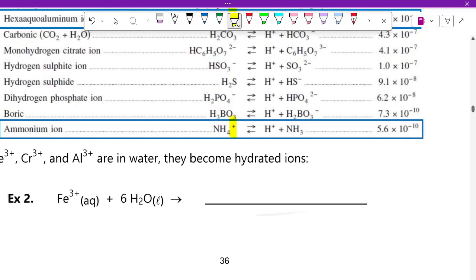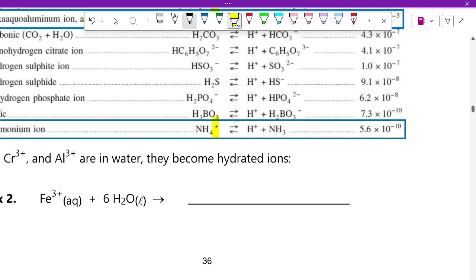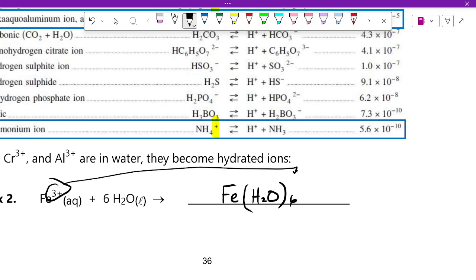So let's just practice writing the formula so it doesn't seem so weird. Iron gets together with 6 waters and becomes Fe. We put the water in brackets, H2O6. And we still have that 3+ charge, so that 3+ charge stays there, and that is aqueous. Is that good? Okay.